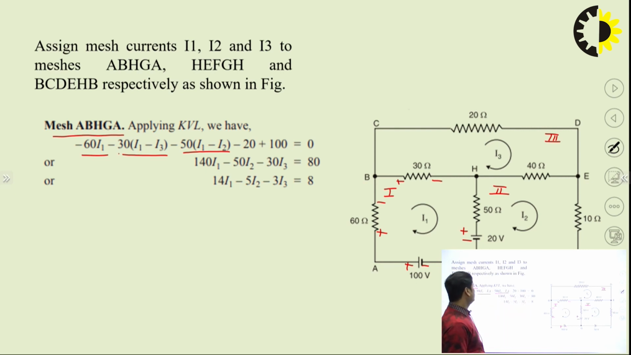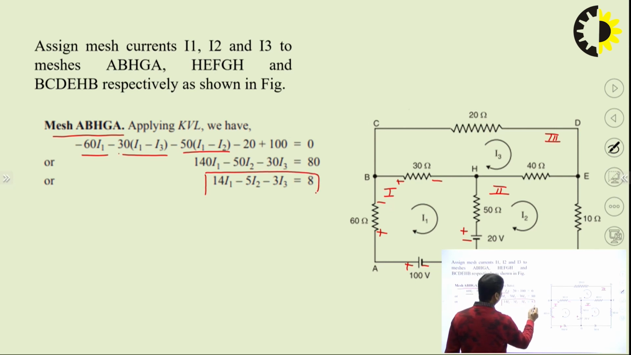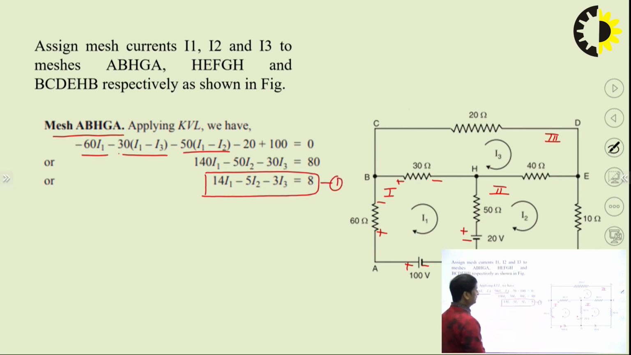When we solve this equation, we will find that this is our equation in terms of I1, I2 and I3. That is 14 I1 minus 5 I2 minus 3 I3 is equal to 8. This is the first equation which we will get from loop number 1.